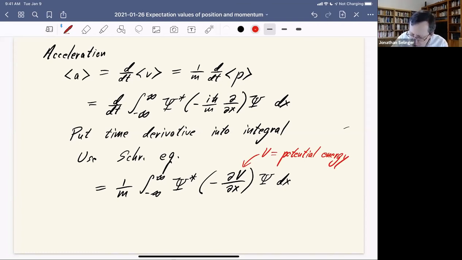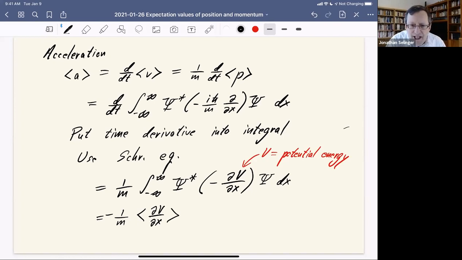So this whole thing then is 1 over mass times the expectation value of negative derivative of potential energy with respect to x. Okay, so here's a quiz. Have any of you ever seen a derivative of potential energy with respect to x before?